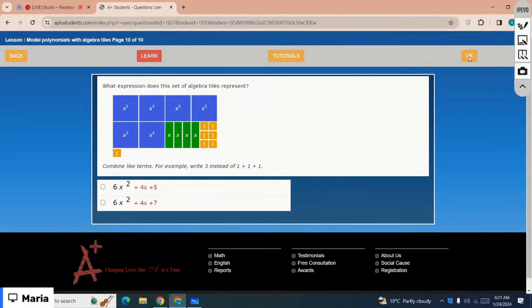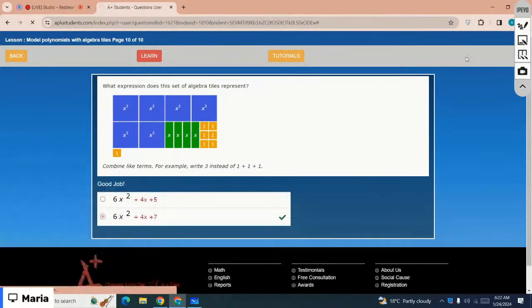What expression does this set of algebra tiles represent? So which is the correct option? The correct option is 6x square plus 4x plus 6. Option number 2 is the correct option. 6x square plus 6x plus 7 is the correct option.